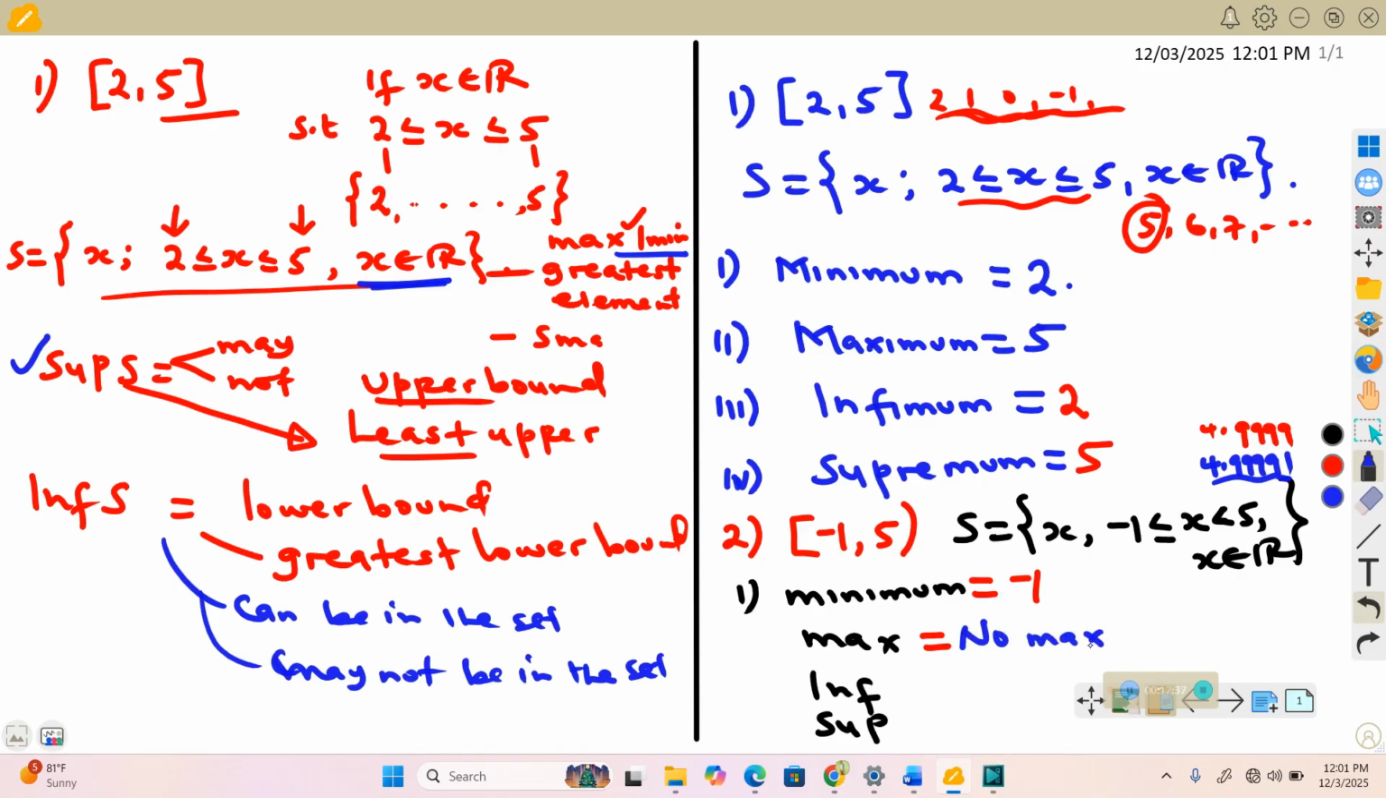So we have no maximum for this given set, because whichever number you think about that is close to 5, there will be a number that is above it. So for that case, we have no maximum.